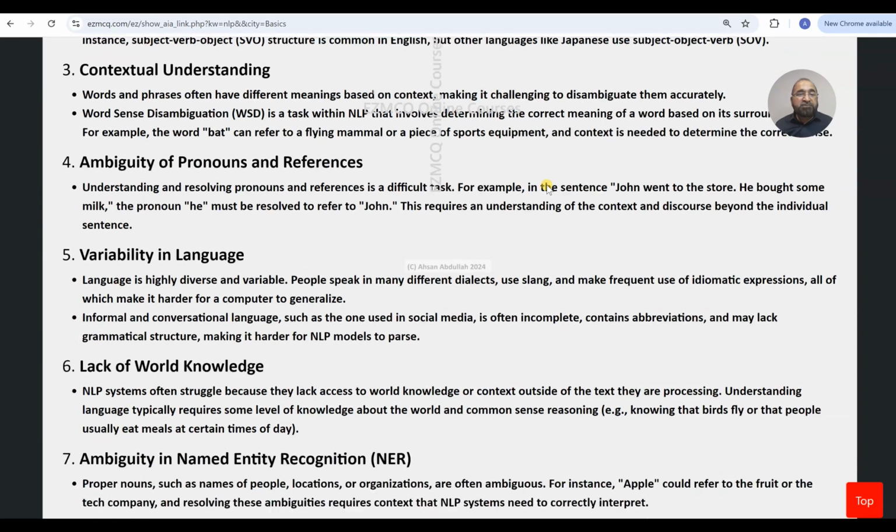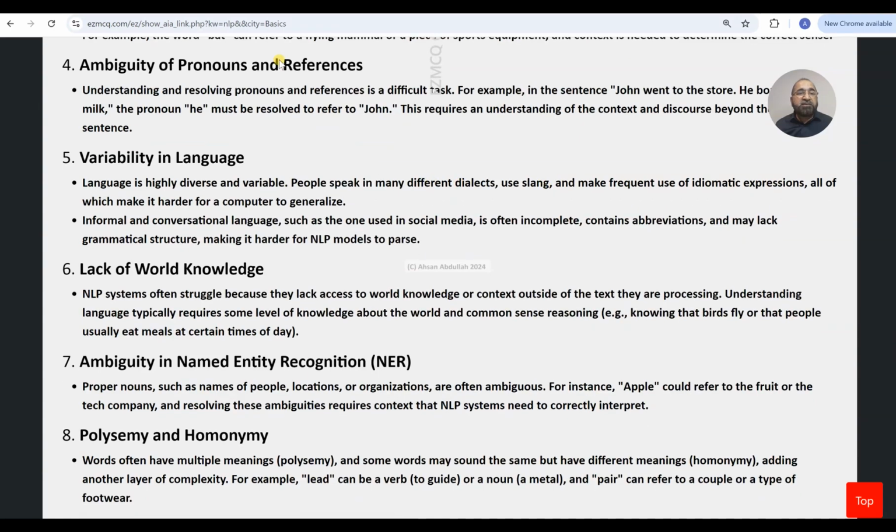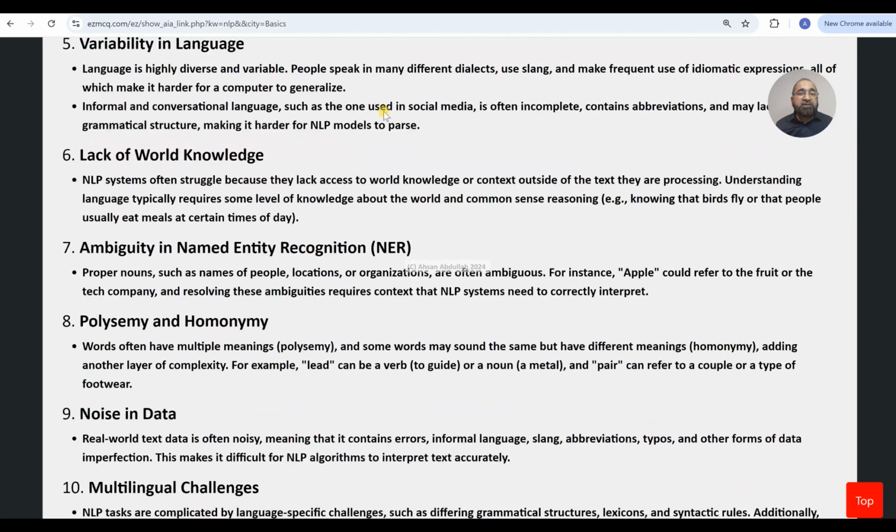It's a difficult problem. And then the ambiguity in pronouns and references. So John went to the shop, and John and Sam went to the shop, and he bought him a gift. Who is he, John or Sam? Variability in languages, lack of knowledge, which I've already mentioned to you.